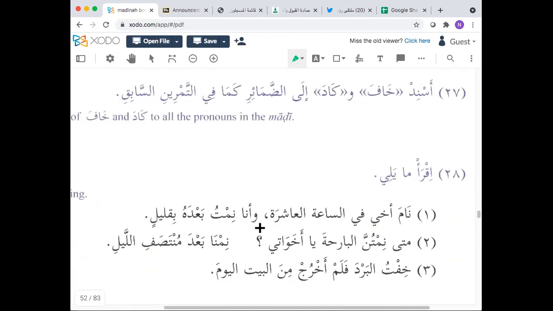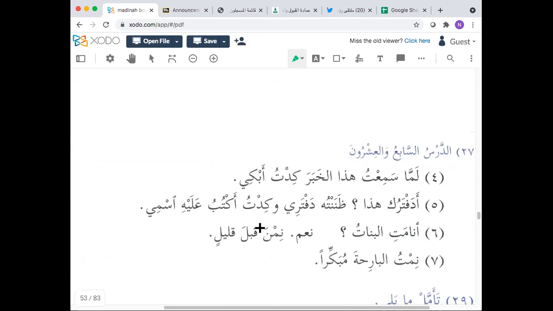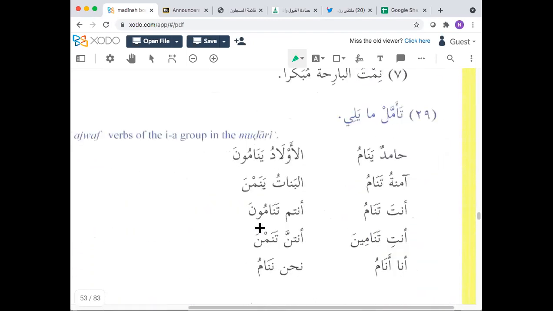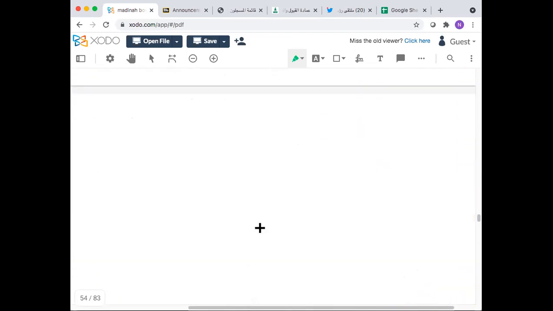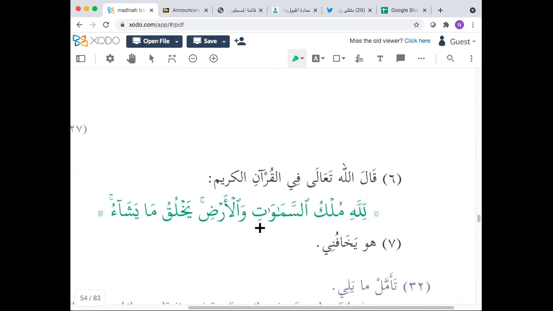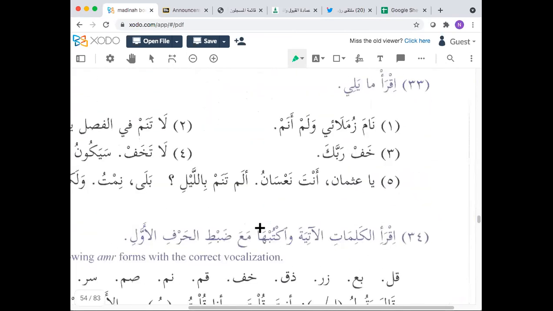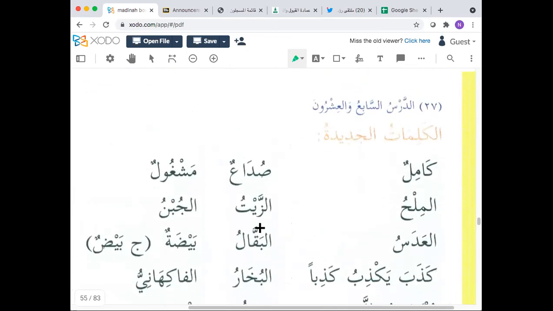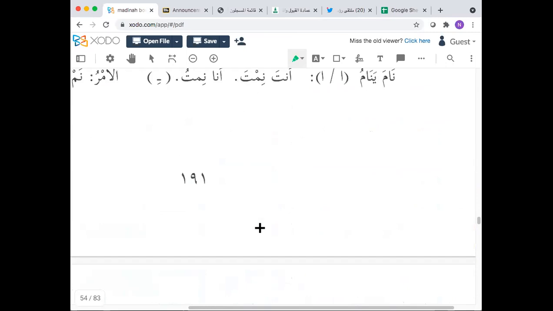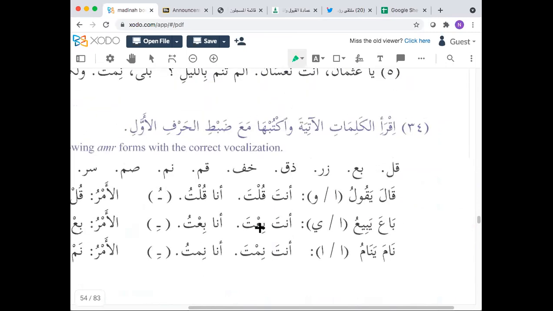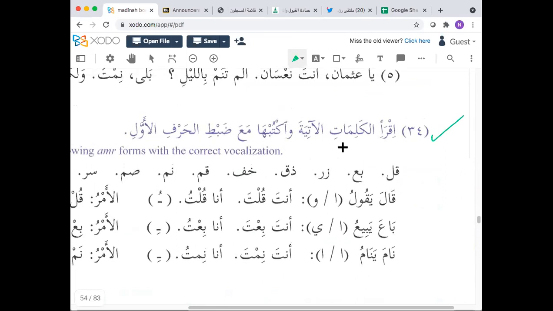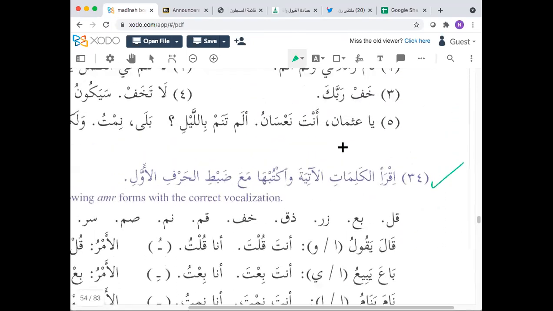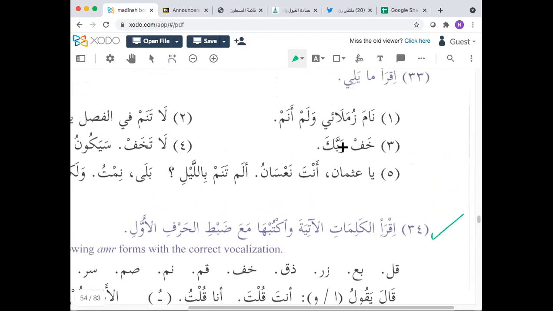MashaAllah, tabarakallah. This dense lesson, 27, how many? 29, 30. Allahu Akbar. 32, 34. Then he says al-kalimat al-jadida. 34 exercises. I hereby tick every one, and they are homework for you all before Wednesday. If you can't do it by Wednesday, do it by Monday, inshallah. Okay.